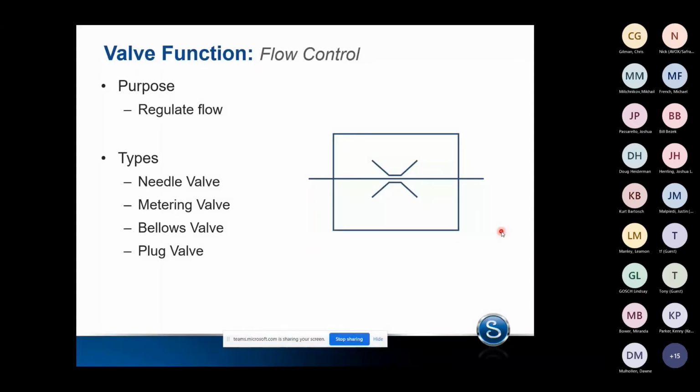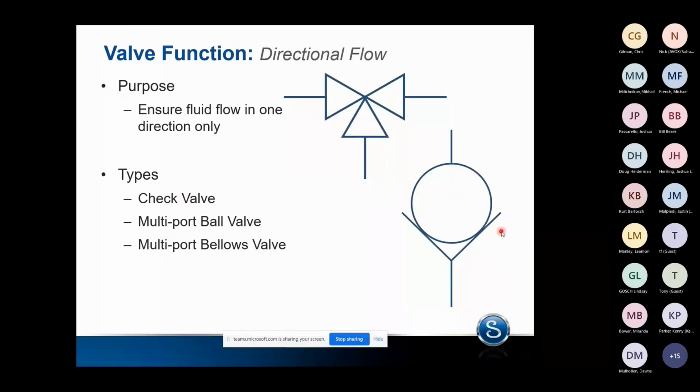The third function is directional flow control. This is going to ensure that you have fluid flow going in the direction that you want it to go. As we were showing from this previous symbol here, being a check valve, this is preventing backflow in the system. So as you traditionally flow this way, it lifts the ball off the seat in this diagram, and then your backflow actually reseats the valve.